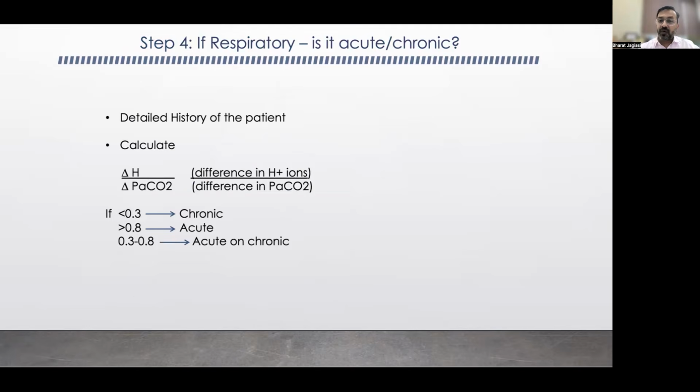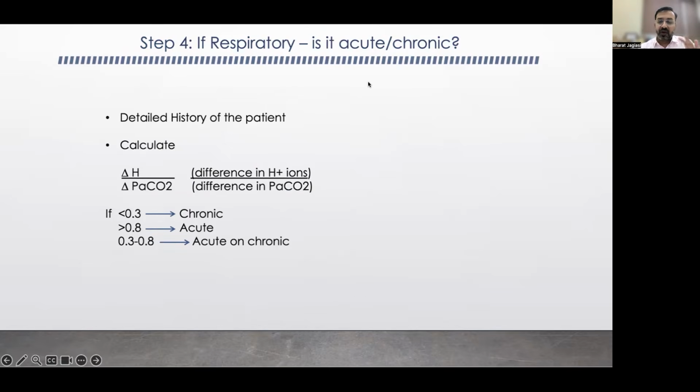If it's a respiratory component, is it acute or chronic? This is what we have to look into. The detailed history of the patient is very important, and the speed of change differentiates acute from chronic. In chronic respiratory acidosis, for instance, the kidneys have had time to retain bicarbonate, so pH doesn't fall as sharply. So always read the numbers in the context of time.